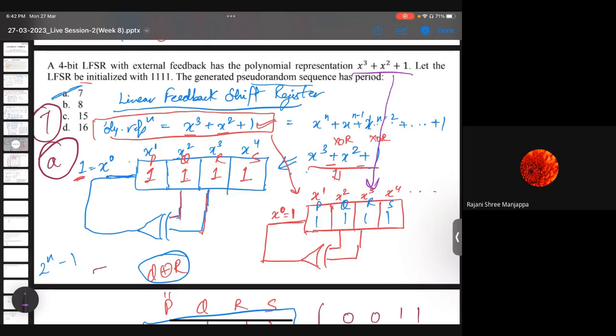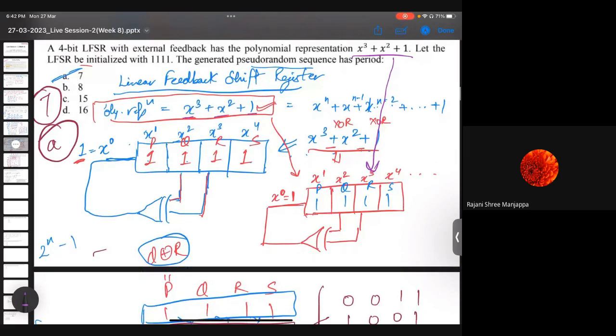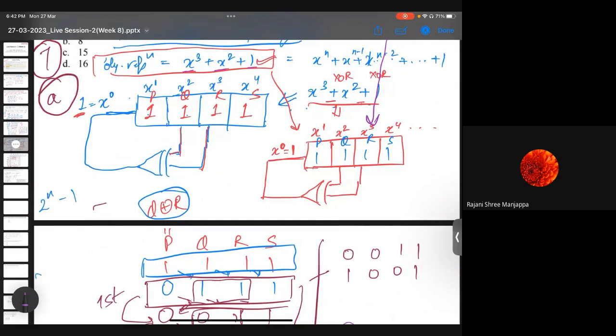Sure, I'll repeat. The polynomial representation is x cube plus x square plus x to the power 0, which is nothing but 1. Here I have written that for any LFSR, the input is always x to the power 0, which is 1, and then we add the corresponding powers to the corresponding bit. The first bit will be x to the power 1, then the second will be x square, then the third will be x to the power 3, and so on, x to the power 4. Since it is given in the question that it is a 4-bit LFSR, we have taken 4 bits. A 4-bit LFSR should have the highest polynomial of the order x to the power n, which is x to the power 4.